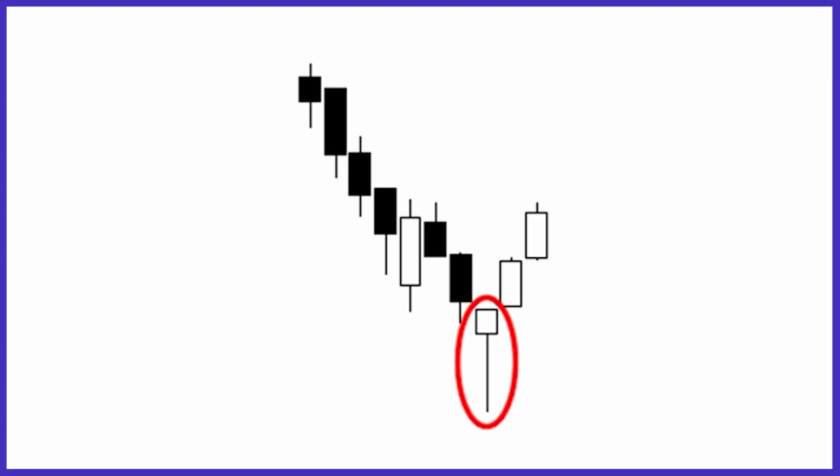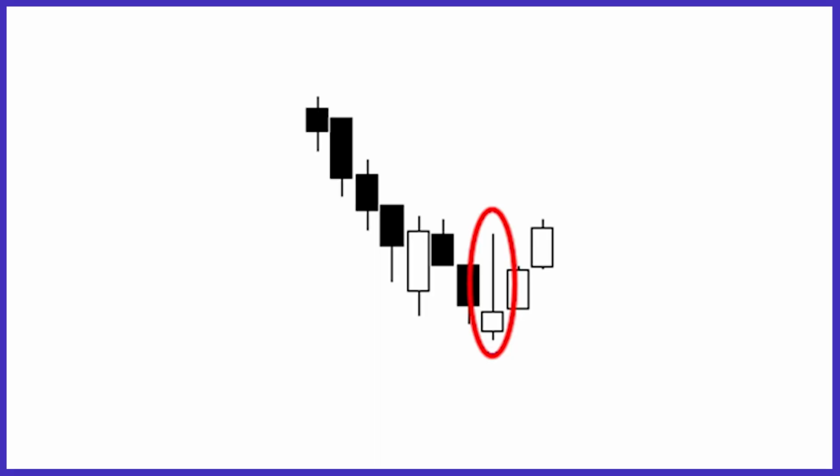Hammer. The hammer candlestick pattern is formed of a short body with a long lower wick and is found at the bottom of a downtrend. A hammer shows that although there was selling pressure during the day, ultimately a strong buying pressure drove the price back up. The color of the body can vary.